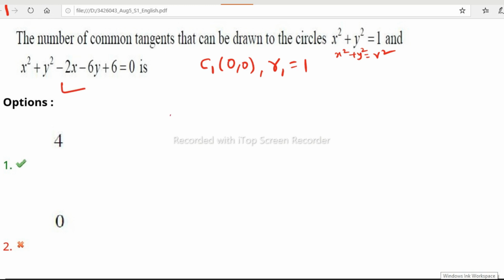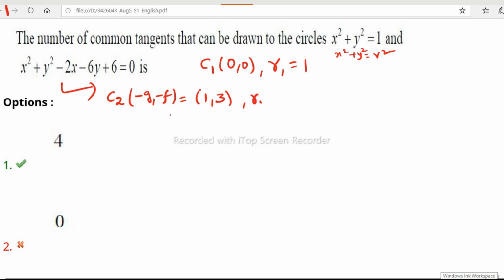Now, what is the center of this circle? Taken as some C2. What is that formula? Minus g, minus f. Minus g means x coefficient with negative sign. x coefficient -2 gives -g as +1. Similarly the y coefficient is -6, so -f is +3. This is the center C2, (1, 3).